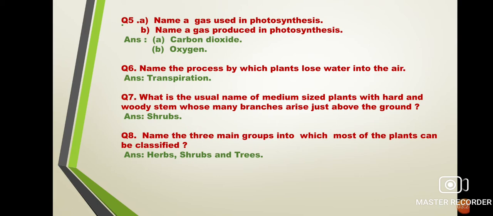Next, question number 7. What is the usual name of a medium-sized plant with a hard and woody stem whose many branches arise just above the ground? The answer is shrub. Okay, what is the main feature of a shrub? If you see, you will find that shrubs are medium-sized plants. They have a hard and woody stem, and their stems are branched from just above the ground.